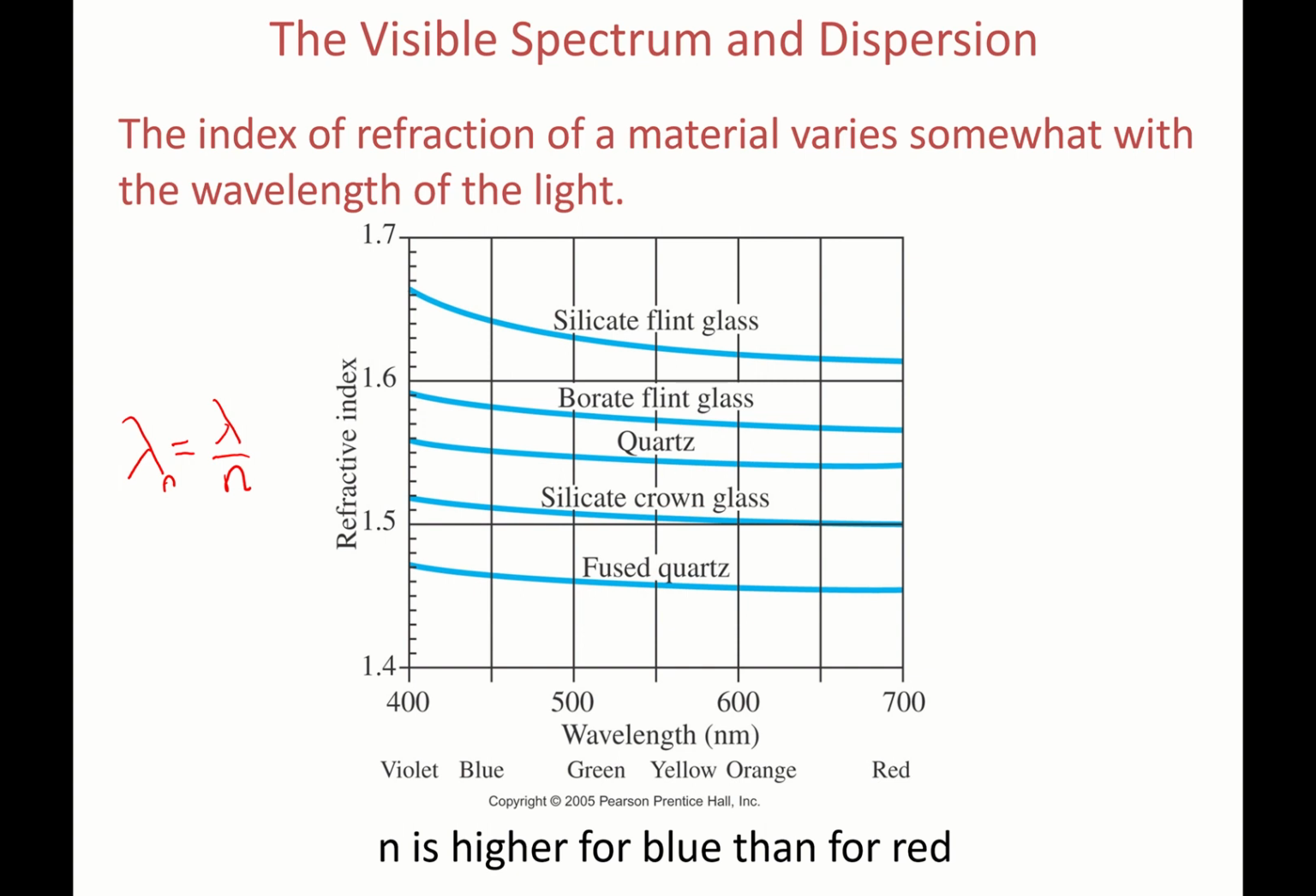Now it turns out it's a little bit more complicated. The index of refraction for a material also depends on what the wavelength is. So blue light at the lower wavelength and red light at the higher wavelength are going to see a different refractive index, and so they're going to be slowed down by a different amount. The index of refraction is higher for blue light than for red light, so that means that blue light is going to be bent more than red light is, and the wavelength is going to be changed more for blue light than for red light.